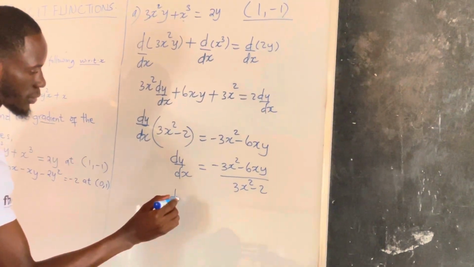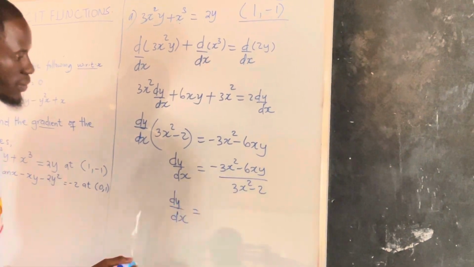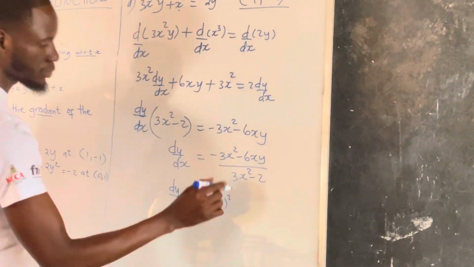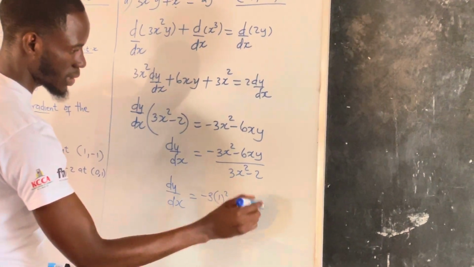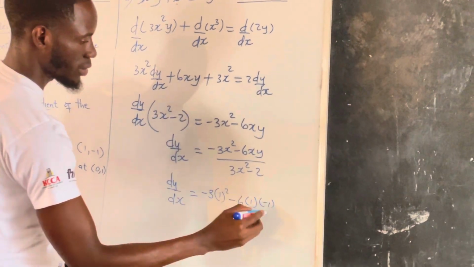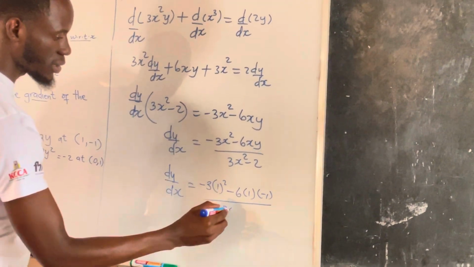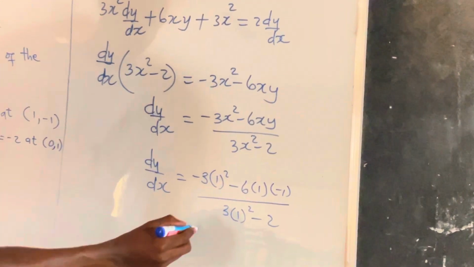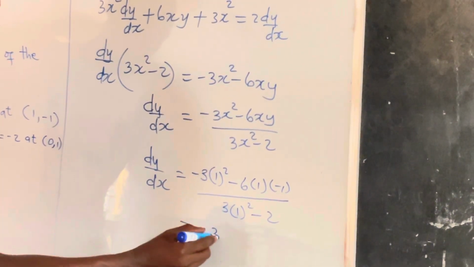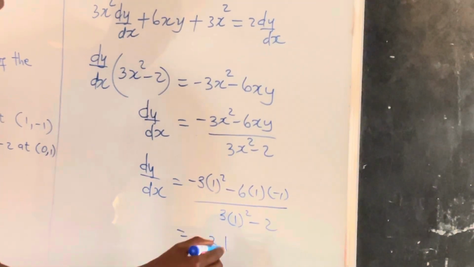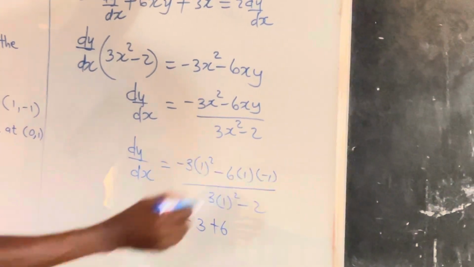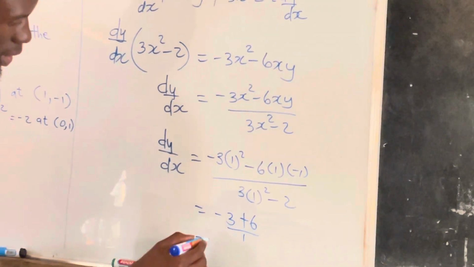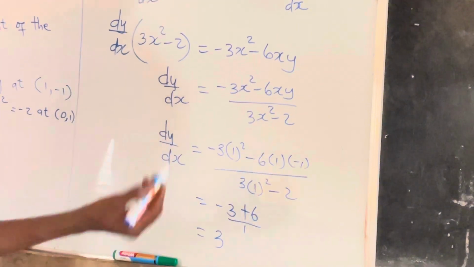So we come and substitute, and we are saying therefore dy/dx is given by negative 3 times our value of x, 1, squared, minus 6 times 1, then times y, which is negative 1. The whole of this is divided by 3 times x, which is 1 but squared, then minus 2. So we shall come up with a negative 3, then plus 6, because I have a negative 6 times negative 1. The whole of this is divided by 3 minus 2, which is 1. So the value of dy/dx is just 3 at this point.